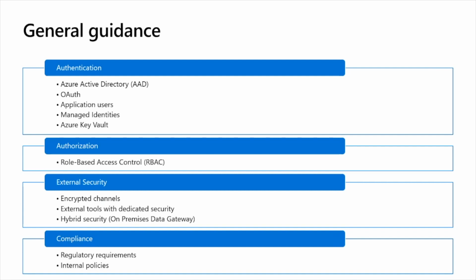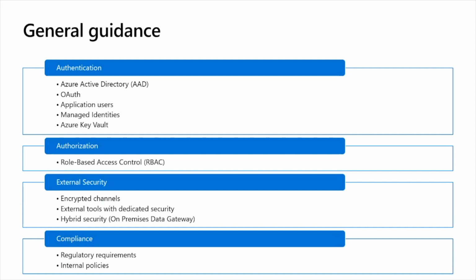We also have external security with encrypted channels, and here you need to make sure that all communication is over HTTPS TLS 1.2 to prevent data interception during transmission. We also have the external tools part, where you need to make sure that you integrate with only known tools and regularly get the updates when available, especially when they are security updates.